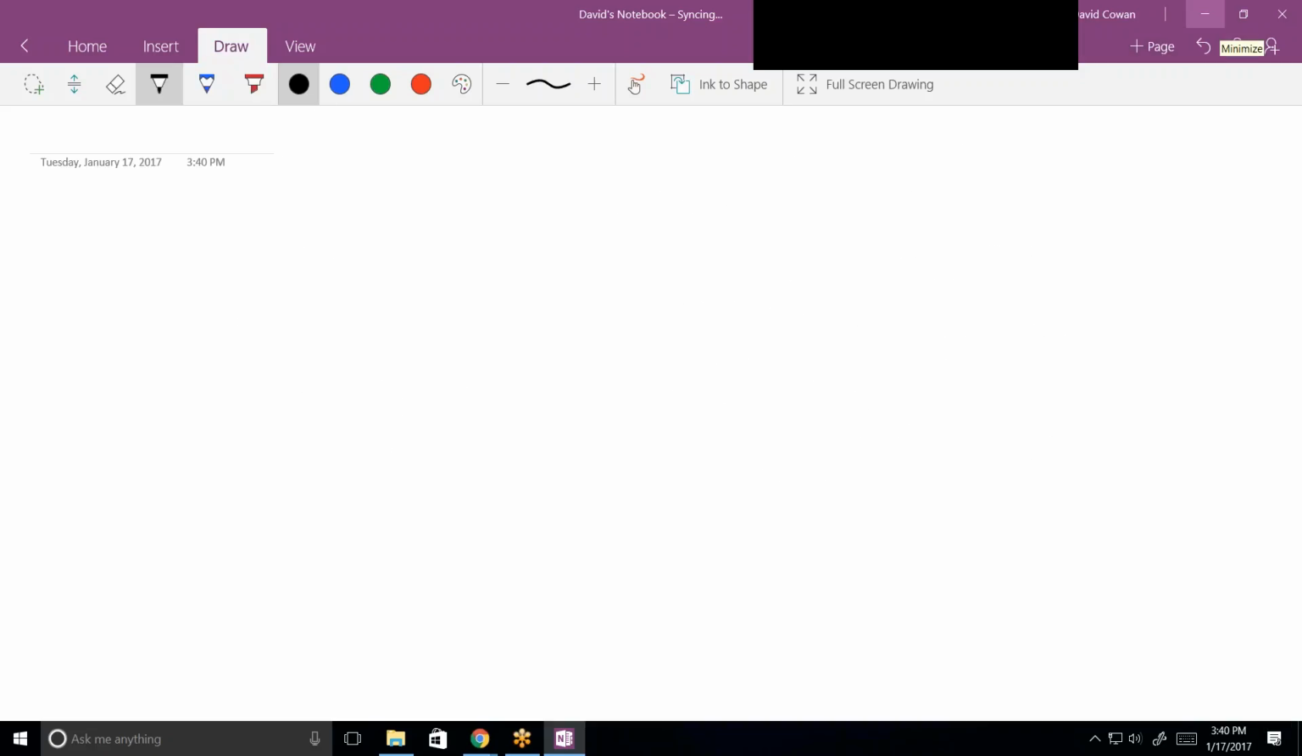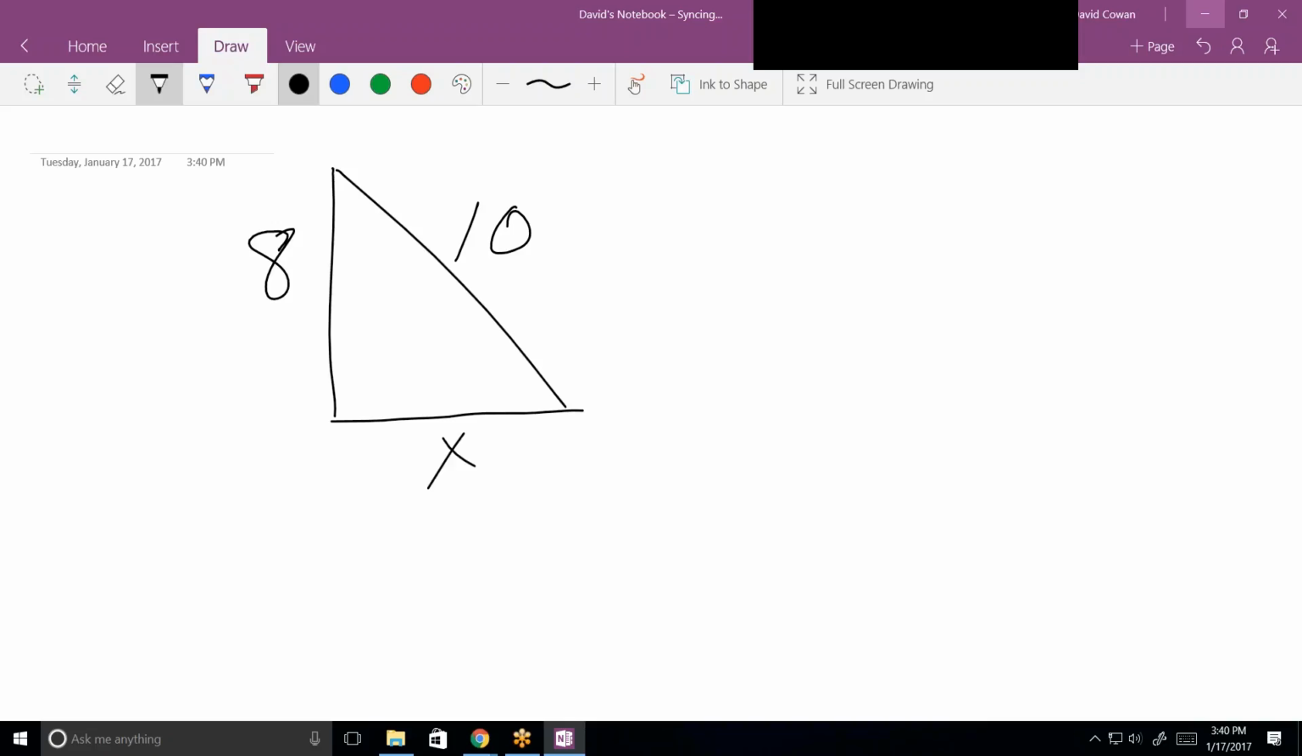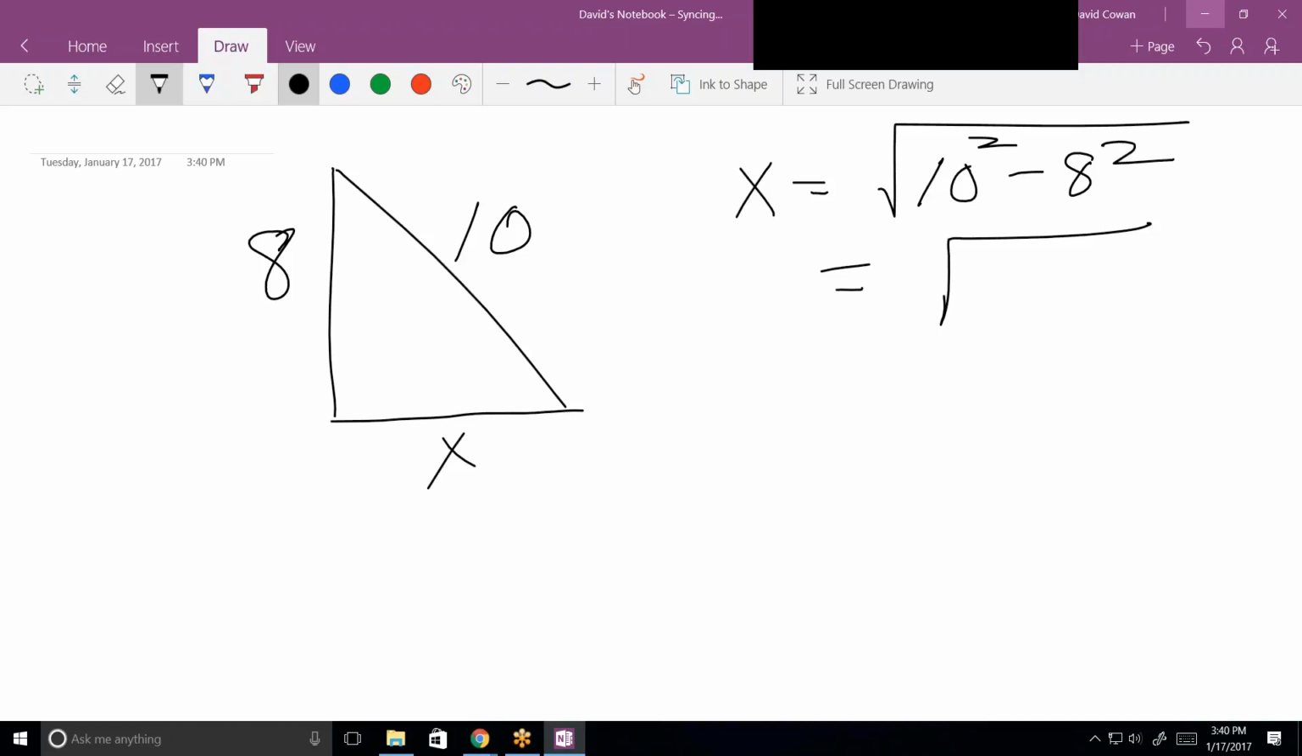Okay? Let me give you another one. In other words, that one was missing the hypotenuse. This is going to have the hypotenuse. So solve for x. What's x equal to? The square root of 10 squared minus 8 squared. Okay, you got it. That's the square root of 36, which is 6. Okay? And notice that that's 6. That's a 3, 4, 5 triangle.